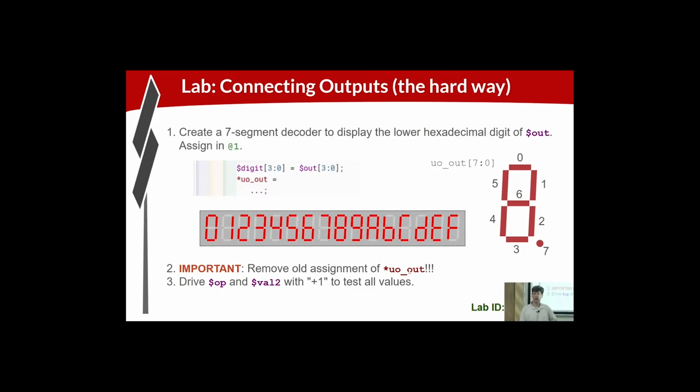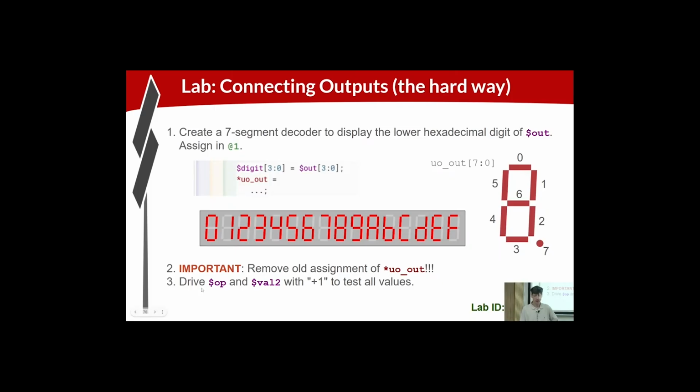Verilog has a lot of quirks, one of which is the Verilog tools tend to be perfectly fine with multiple assignments to the same signal that would collide with each other, and they'll just randomly use one and not the other. If you forget to delete UO out, you're going to get a 0 assignment. None of your logic is going to be visible in simulation. So make sure you remove the old assignment to 0 of UO out.